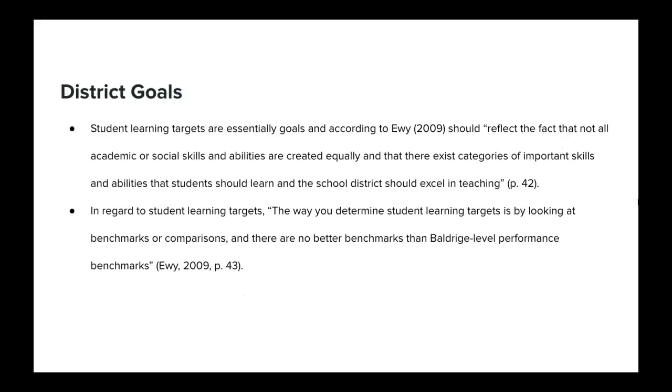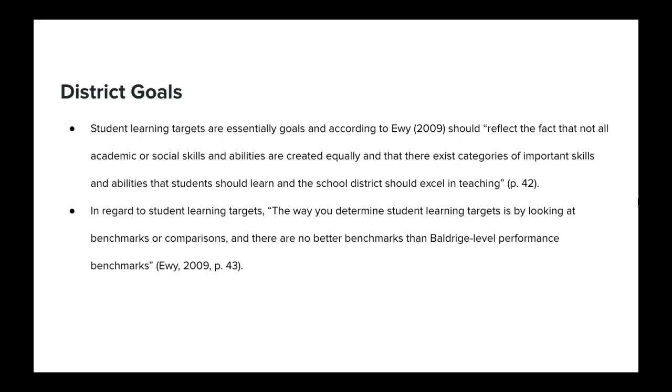So our next piece is district goals. So we are looking at student learning targets, which are essentially goals, and you can use those terms interchangeably. And the goals should reflect the fact that not all academic or social skills and abilities are created equally, and that there exist categories of important skills and abilities that students should learn and the school district should excel in teaching. So benchmark info is something that we start talking about here.